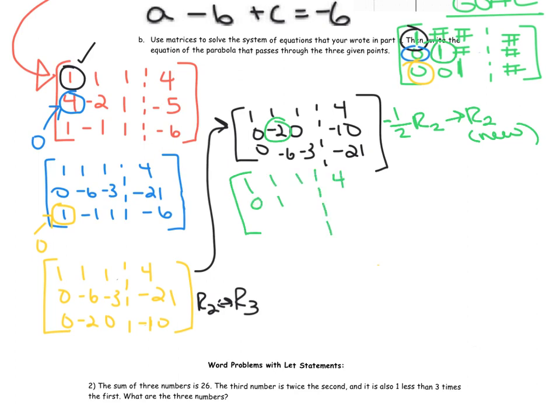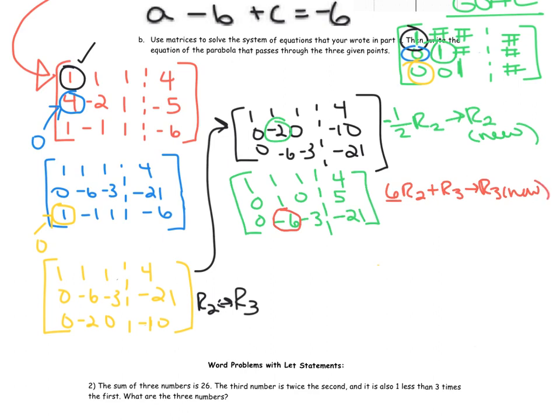I have 0, 1, 0, and 5. And nothing changed with the third row. All right, so we're getting there. We're almost there. Now I want to change this number here to a 0. So the way that I'm going to do that is I'm going to multiply the second row by 6 and add it to my third row to get my new third row.